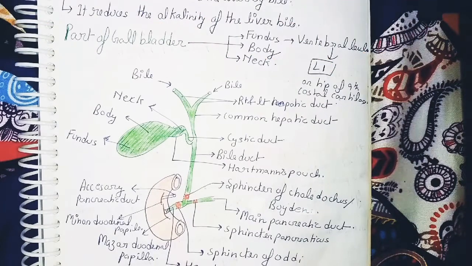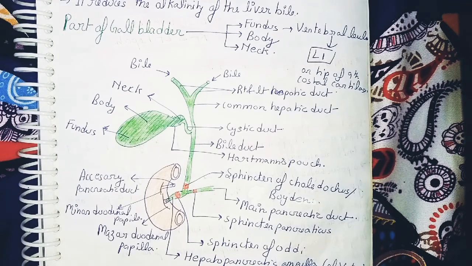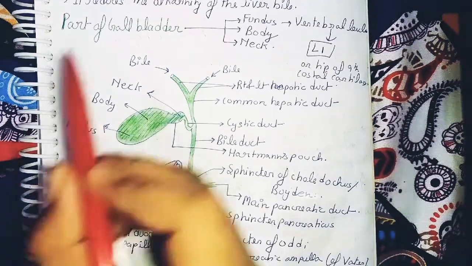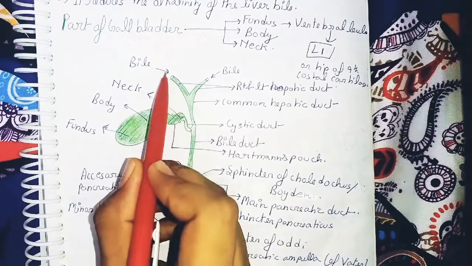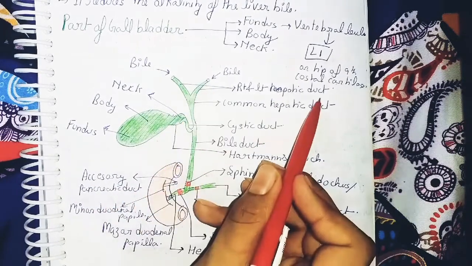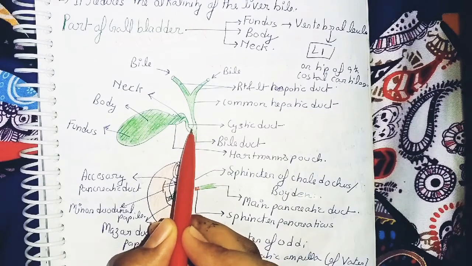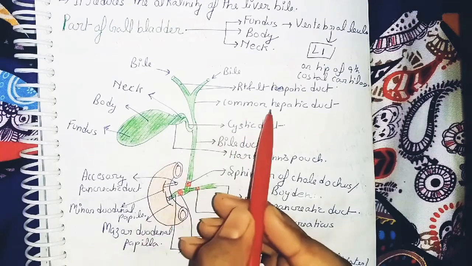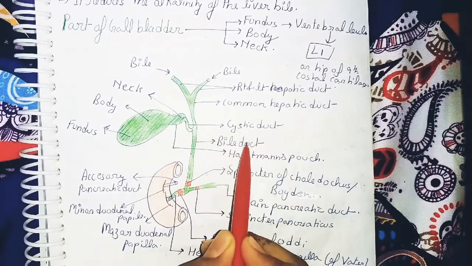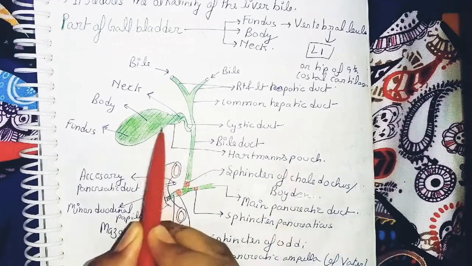So this is the diagram in which we can see the different parts of the gallbladder along with various ducts. It is basically a diagram of the components of the extrahepatic biliary apparatus. You can see here the gallbladder with fundus, body, neck. This is the right and left hepatic duct from the liver, which combine to form the common hepatic duct. The duct which goes to the gallbladder is called the cystic duct; it combines with the common hepatic duct to form the bile duct. And there is also a Hartmann's pouch in the gallbladder.